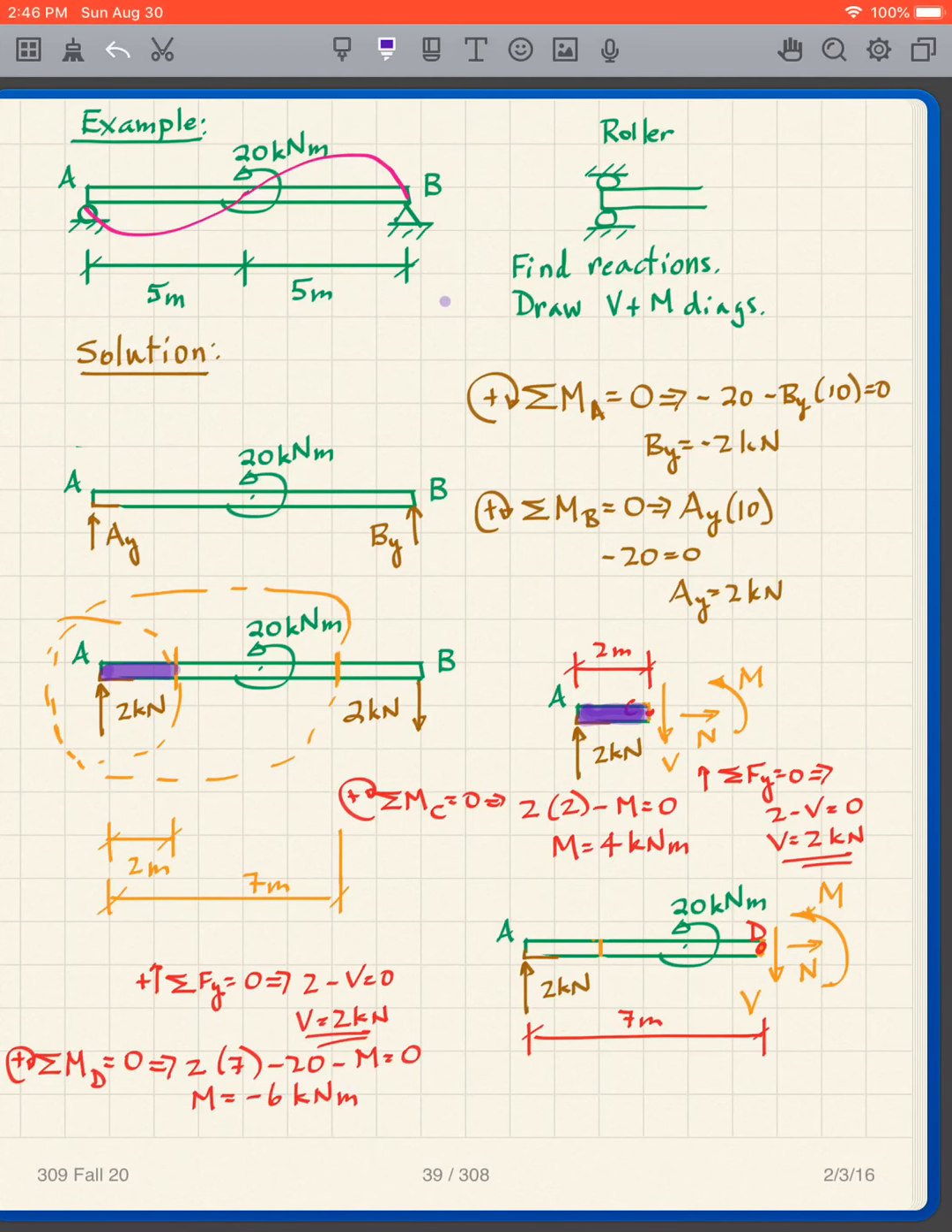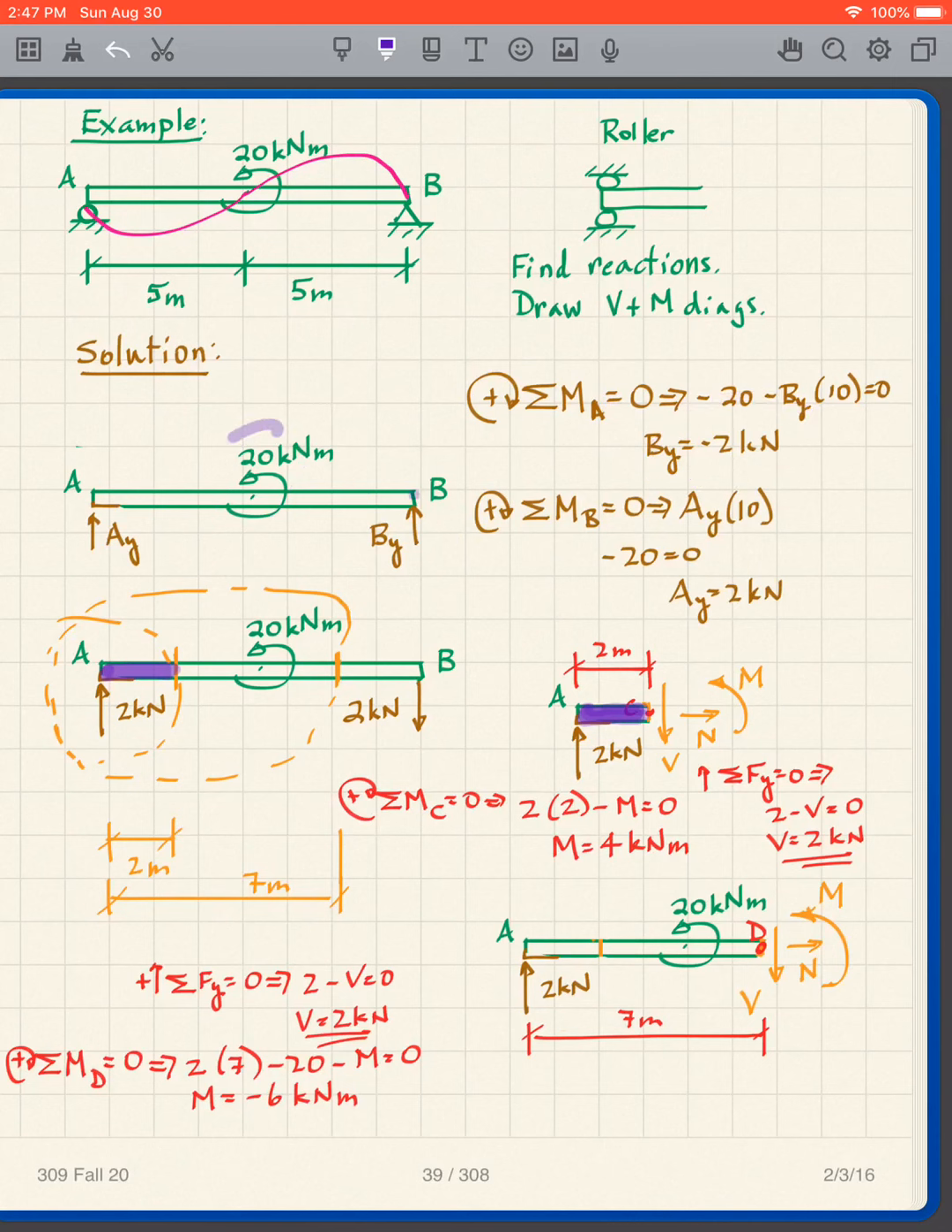All right, so to get the reactions, here's my free body diagram. AY and BY are shown. I take moments about A, and what do I have? I have minus 20 for that, and minus BY times 10 for that. I solve for BY, I get negative 2 kilonewtons, and then I take moments about B. I still get the minus 20 for that, and plus AY times 10 for that. So I solve for AY, and I get 2 kilonewtons.